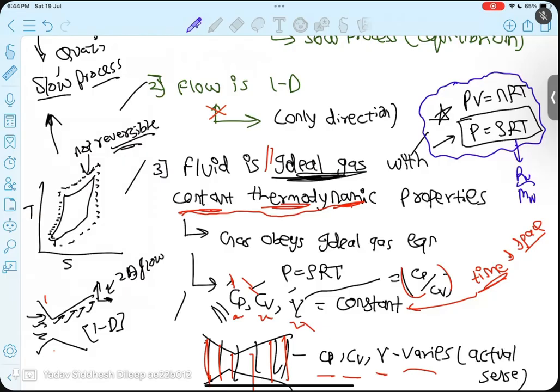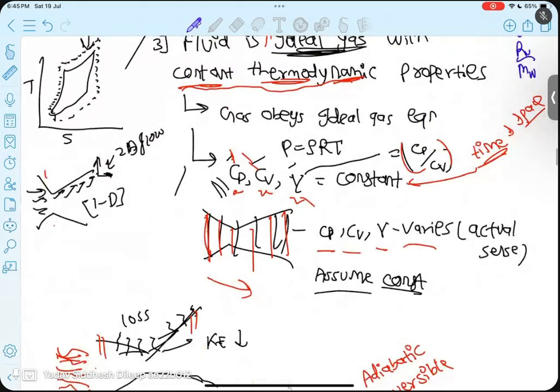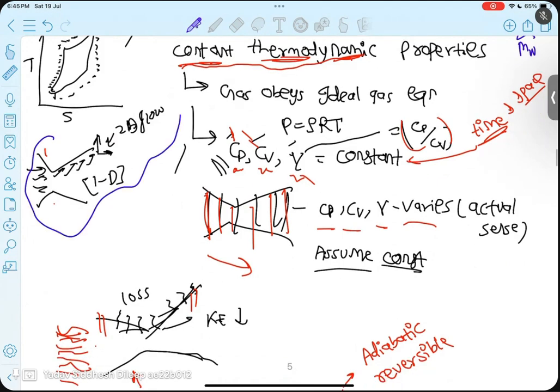Actually, that is what happens. When I was making the solver, the prediction tool, we were using varying thermodynamic properties, but for now, for simplicity, we just assume them to be constant and solve. What are thermodynamic properties? Cp, Cv and gamma, that is specific heat at constant pressure, specific heat at constant volume, and gamma, the ratio of specific heats, Cp by Cv. Everything is constant.